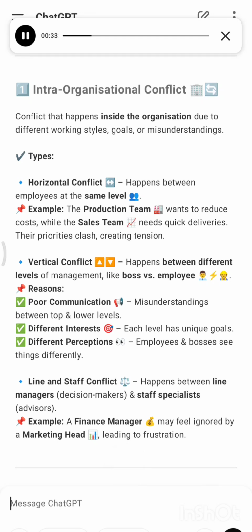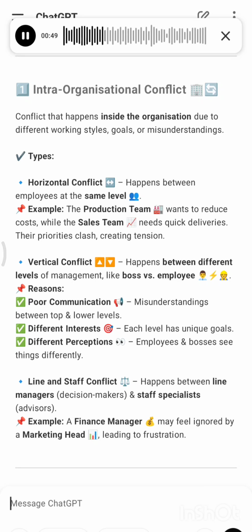Types. Horizontal conflict happens between employees at the same level. Example, the production team wants to reduce costs while the sales team needs quick deliveries. Their priorities clash, creating tension.